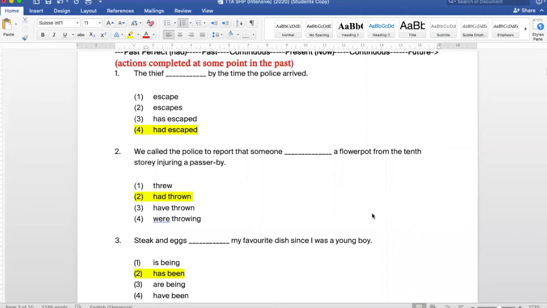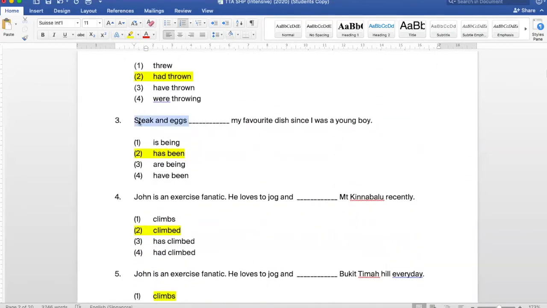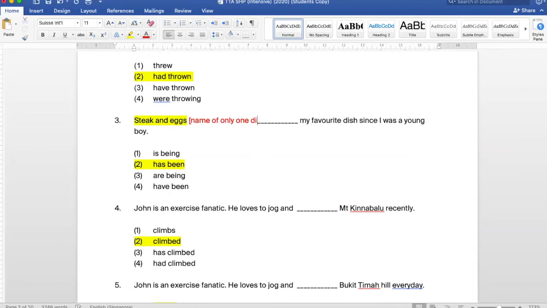Question 3. They say steak and eggs. Steak and eggs is actually the name of only one dish, so you would count it as a singular subject, because it's sort of combined. You don't separate steak and eggs. That's why this would be has been. A singular subject matches with a singular verb.